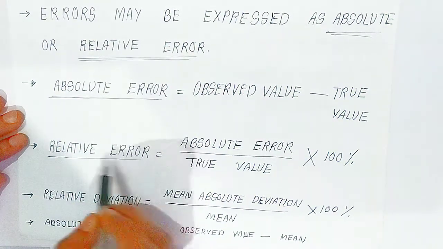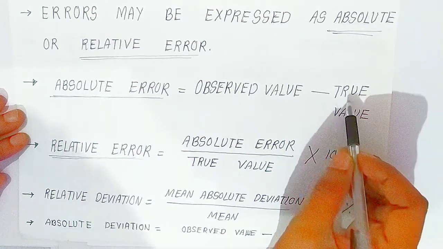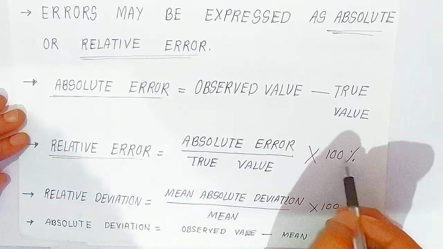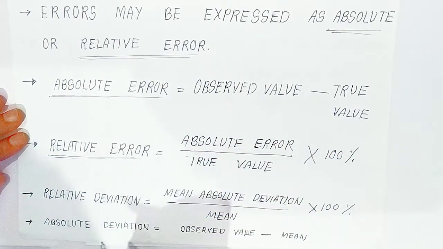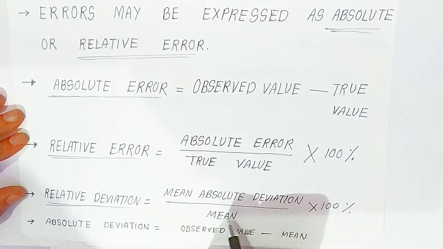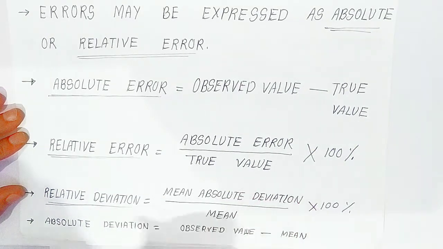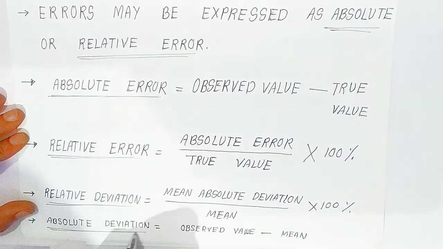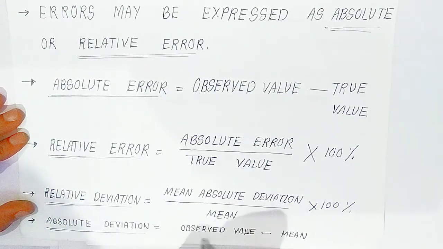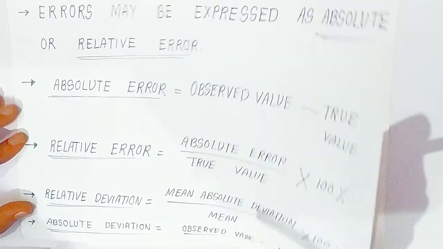Relative error students, we relate this absolute error with the true value. Absolute error upon true value into 100% is called relative error. Relative deviation is mean absolute deviation upon mean, multiplied by 100%. Absolute deviation: how do you find it? Observed value minus mean value gives the absolute deviation. So this way we have got the relations.